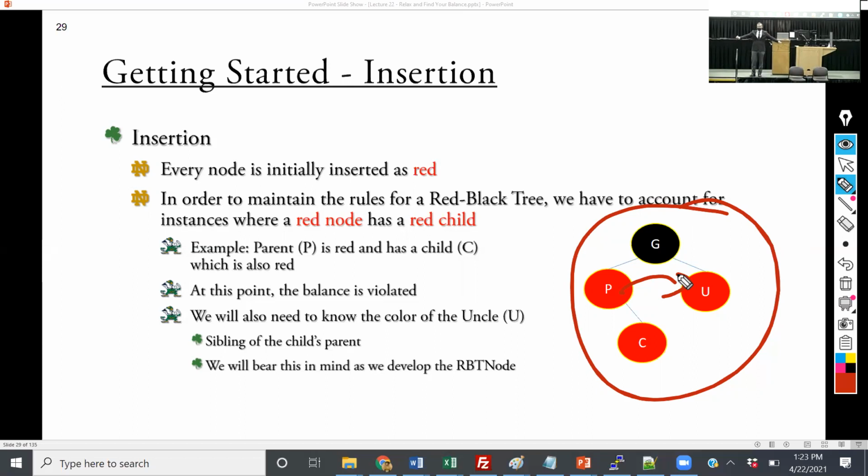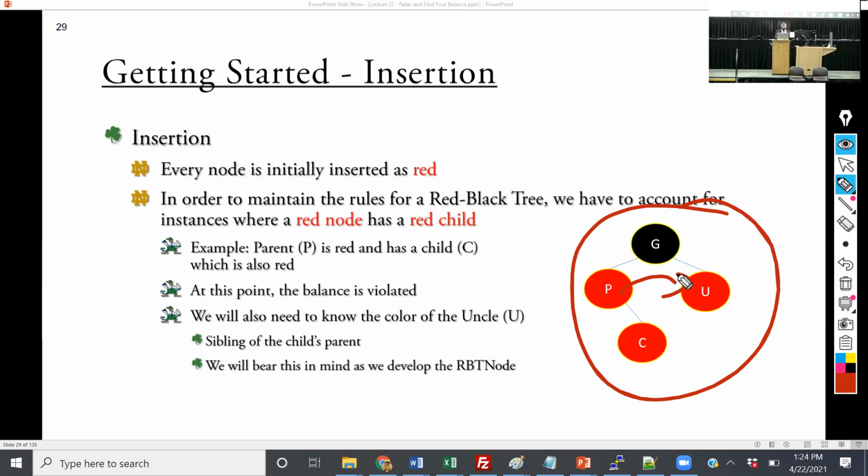Let me give you a polite nudge in the right direction. How would I know where my parent is if I'm a red-black tree node? If I only know where my children are, how would I find out my parent? Any ideas? Yes, in the back. Yes, so we have to figure out another way to point to the other node.